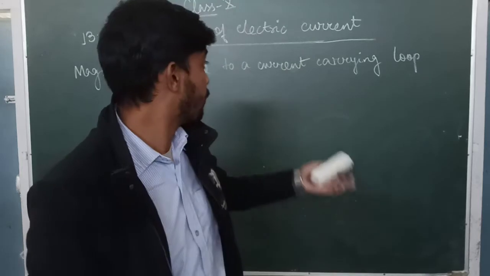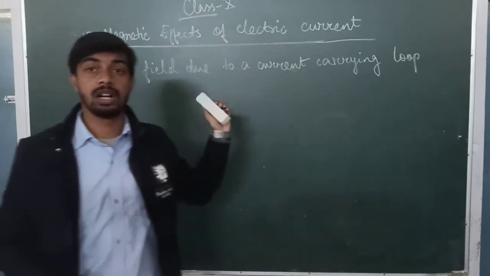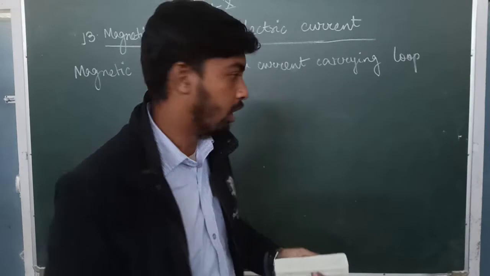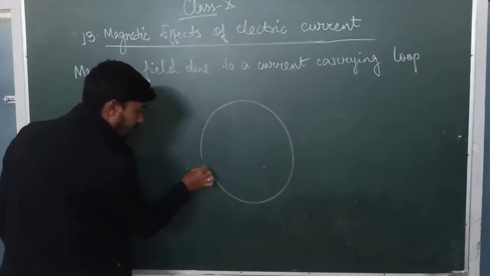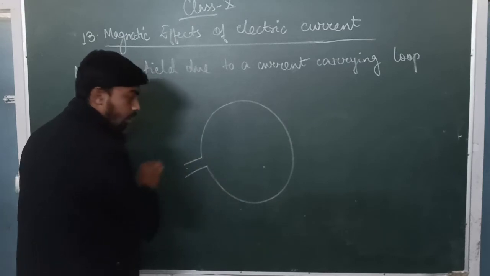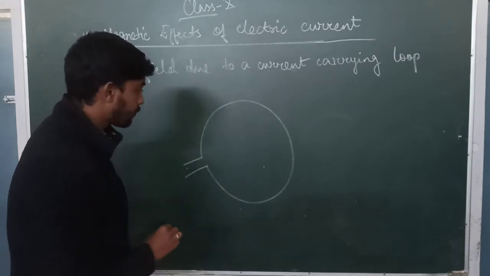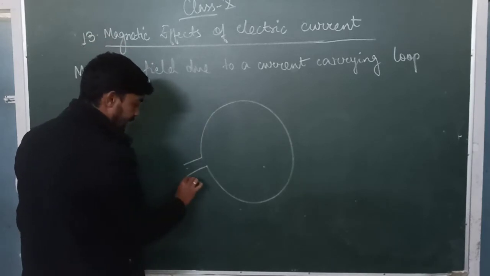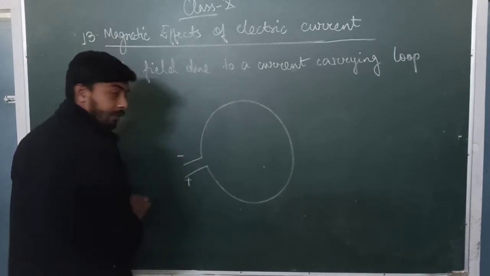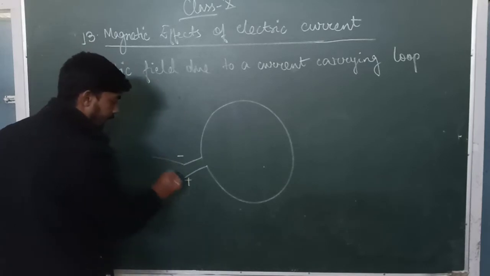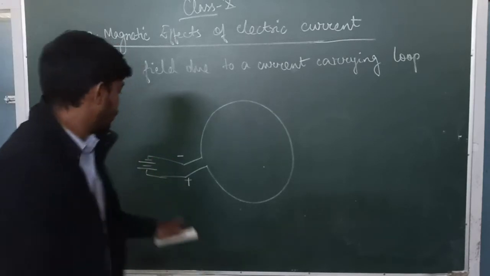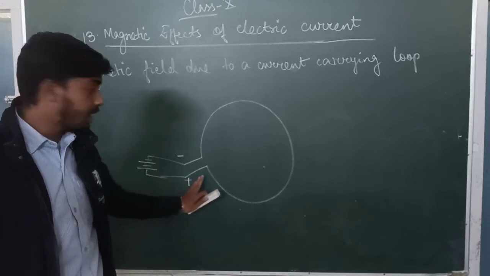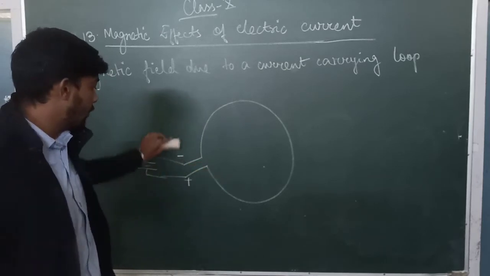Now let us see the magnetic field due to a current carrying loop, meaning a circular coil. If we bend a coil or a wire in the form of a circle, such that this side is connected to the positive terminal and this side to the negative terminal, meaning the connections are made to a battery, a cell, and it is connected like this.